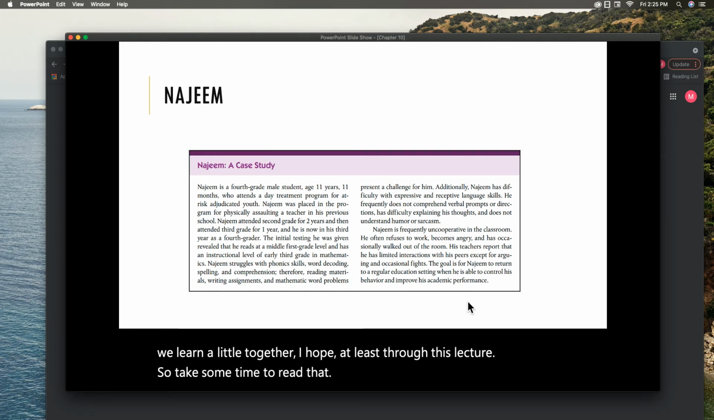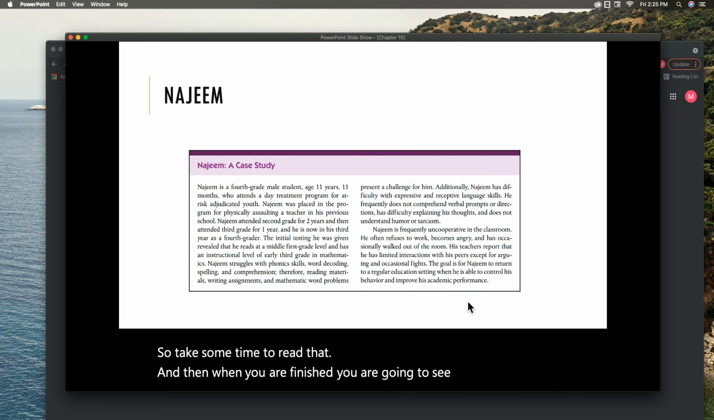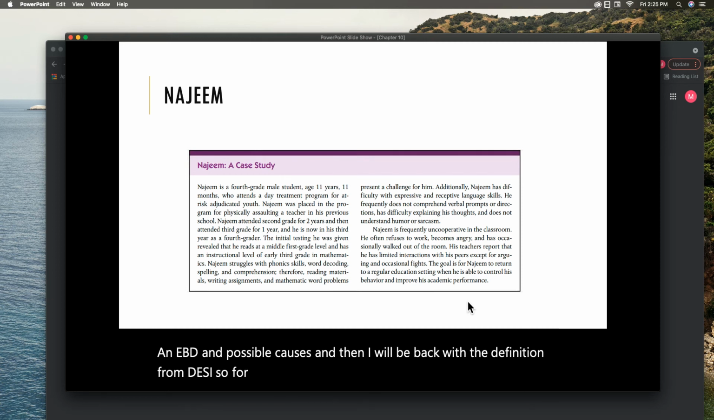And then when you are finished, you are going to see a video that briefly describes EBD and possible causes. And then I will be back with the definition from DESE, so for the state of Missouri, and then what the federal government says, what IDEA says.